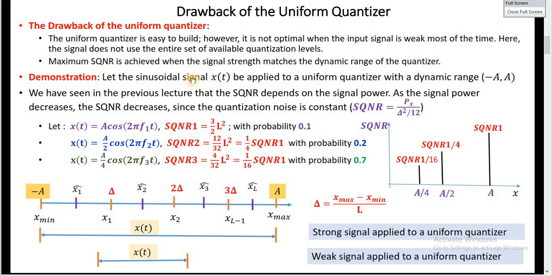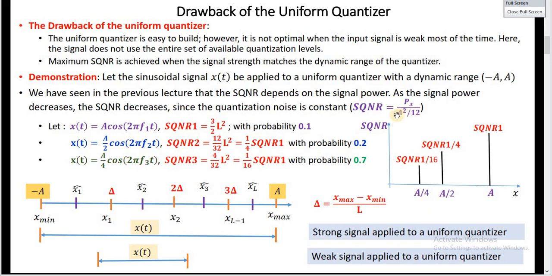Demonstration: let the sinusoidal signal x of t be applied to a uniform quantizer with a dynamic range minus a to a. We have seen in previous lectures that the signal to quantization noise ratio depends on the signal power. As the signal power decreases, the signal to quantization noise ratio decreases, since the quantization noise is constant. The quantization noise depends on the quantizer itself. It depends on the step size of the quantizer.